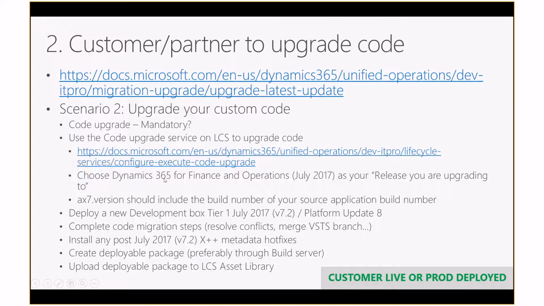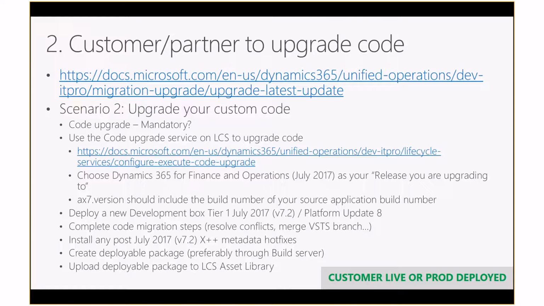So once you have run your code through the code upgrade service, you will have your upgraded code in a separate release branch. The next step is you deploy a new development box, which is a tier 1 July 2017, version 7.2. I mentioned here still platform update 8, although we released platform update 9 a couple of days ago. So you install one of the latest and greatest for the July 2017 edition. And then you have to complete the regular code migration step, similar to previous upgrades. So you have to resolve conflicts.